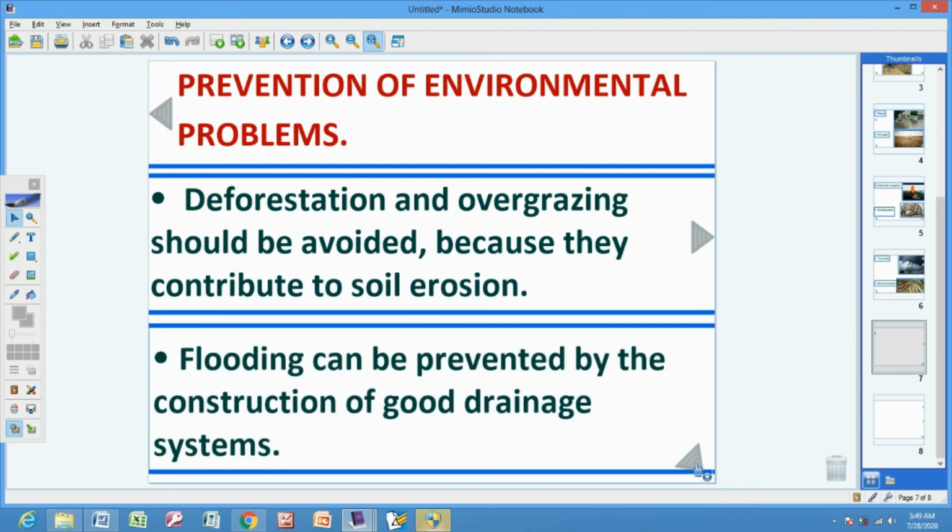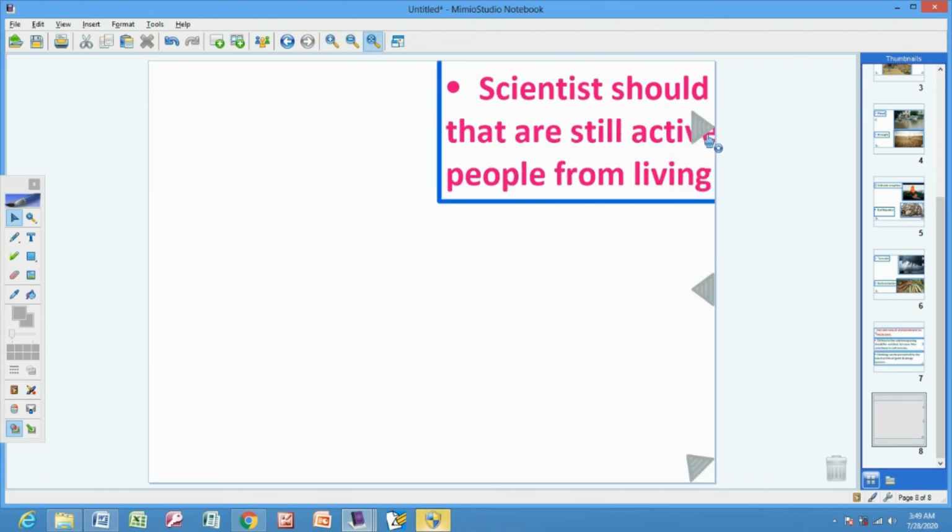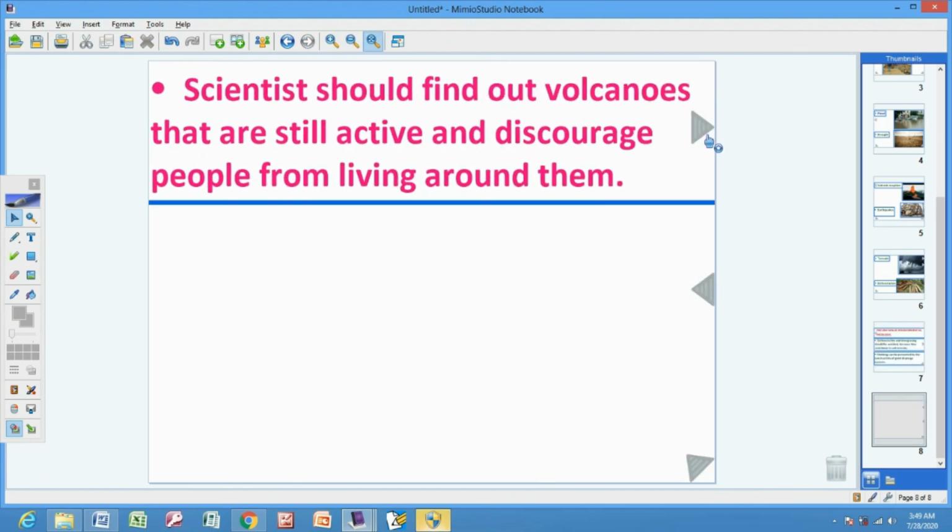2. Flooding can be prevented by the construction of good drainage systems, for example, gutter. 3. Scientists should find out volcanoes that are still active and discourage people from living around them. They should try and find out those that are still active and ask people to do what? Stay away from such vicinity.